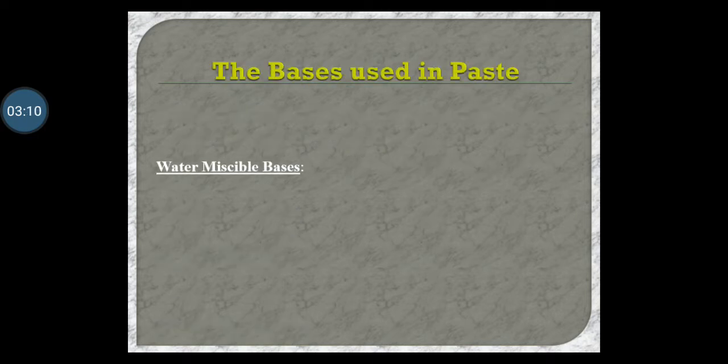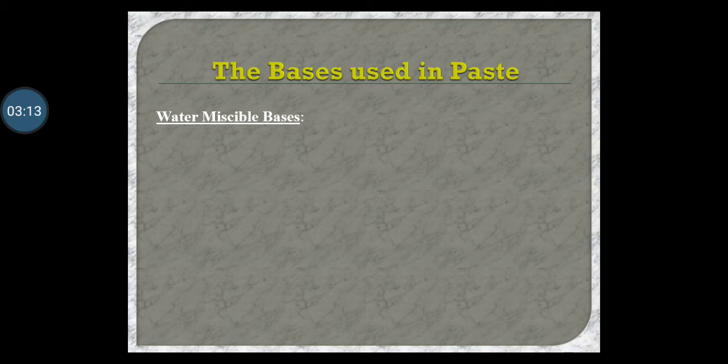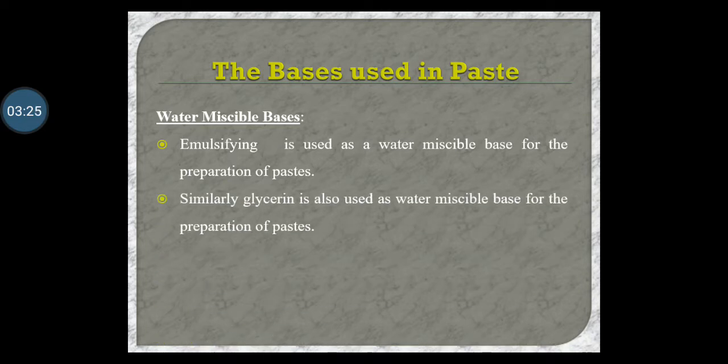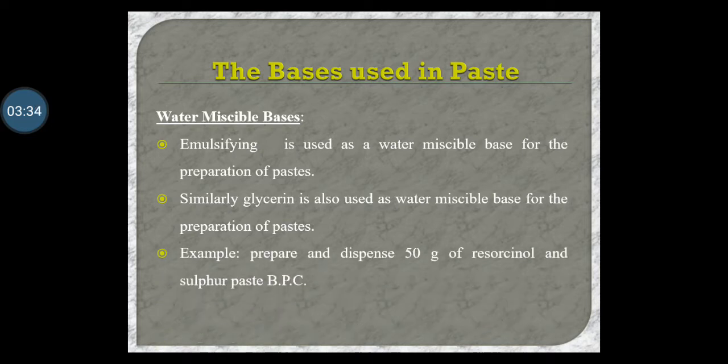Then the next type are water miscible bases. Emulsifying ointment is used as a water miscible base for the preparation of paste. Similarly, glycerin is also used as a water miscible base for the preparation of the paste. The example of this type of paste is: prepare and dispense 50 gram of resorcinol and sulfur paste BPC. It consists of resorcinol, precipitated sulfur, zinc oxide, emulsifying ointment.